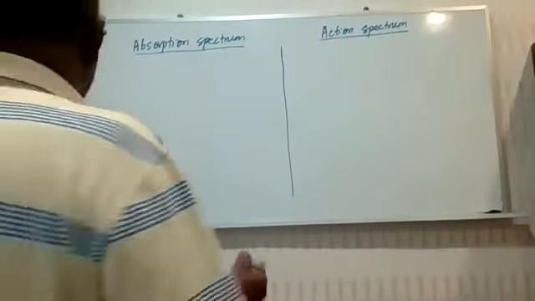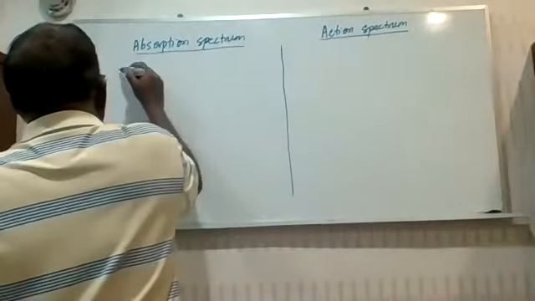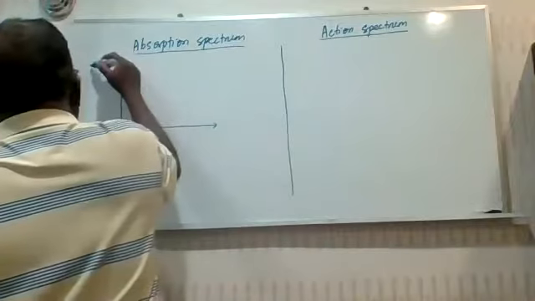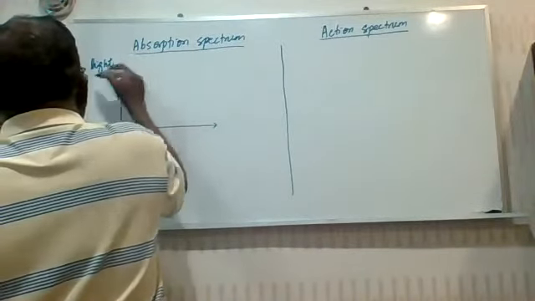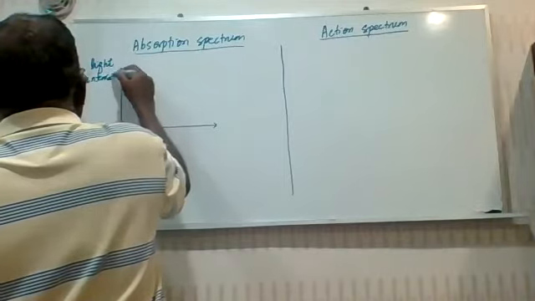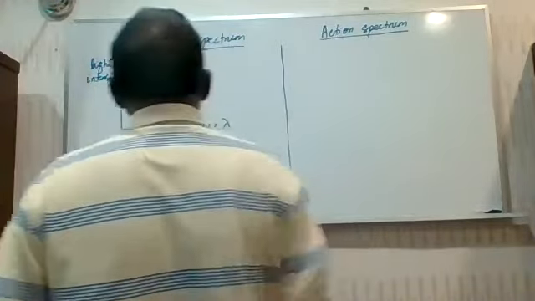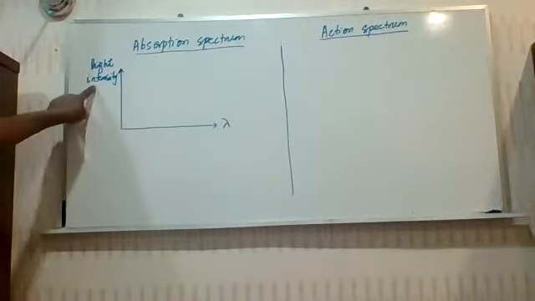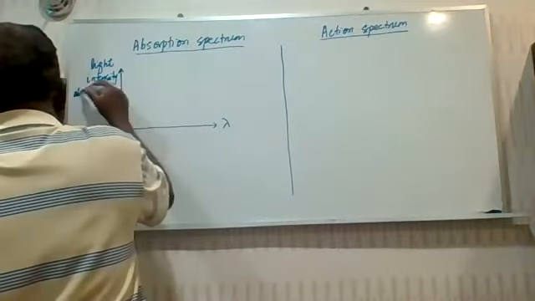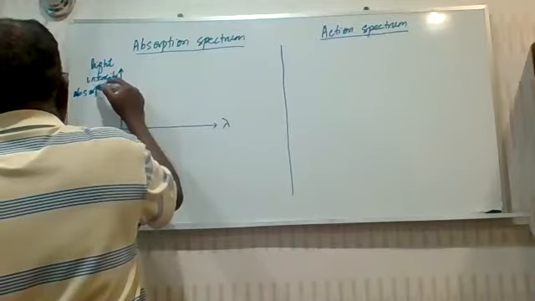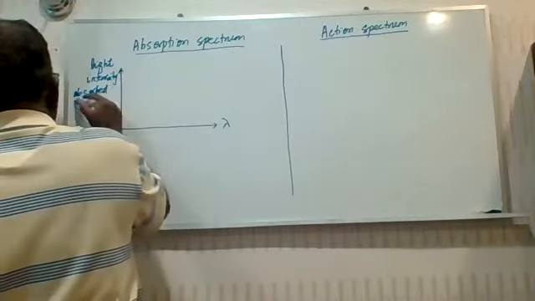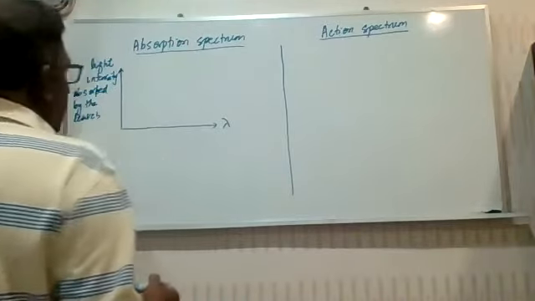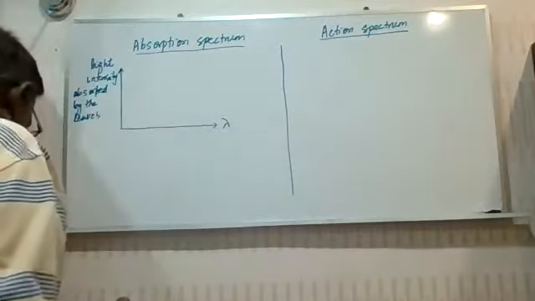Let us look at the absorption spectrum. The absorption spectrum refers to a graph that is obtained when we plot light intensity against wavelength. This light intensity refers to the light intensity absorbed by the leaves, versus your wavelength.